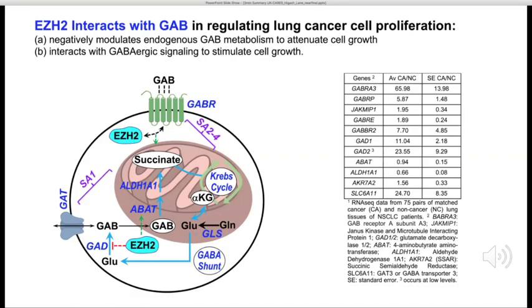Now, EZH2 interacts with GABA in regulating lung cancer cell proliferation in 2 different ways. It negatively modulates endogenous GABA metabolism to attenuate cell growth, as well as interacting with GABAergic signaling to stimulate cell growth. Now, I don't have time to obviously explain this complex diagram, but the point is that most of these proteins, these genes that you see, it comes from RNA-seq data from our own study on 75 pairs of matched cancer and non-cancer lung tissues from non-small cell lung cancer patients.